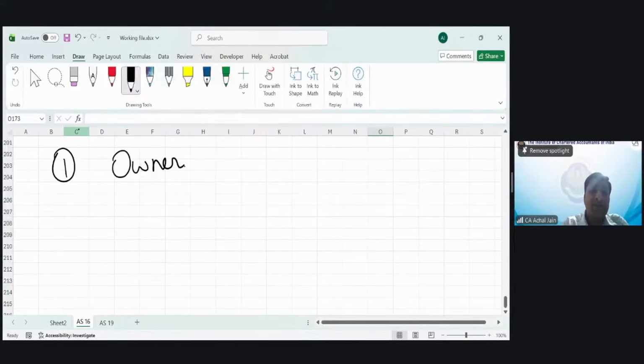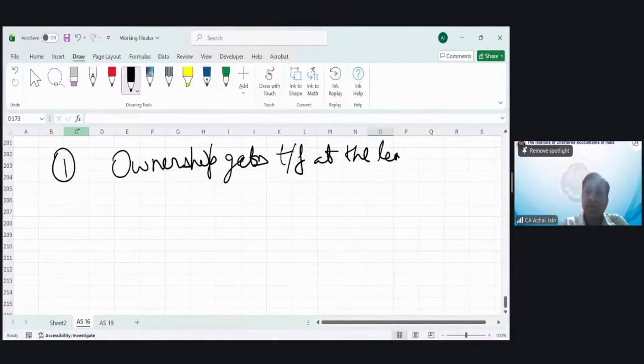Ownership gets transferred at the end of lease term.